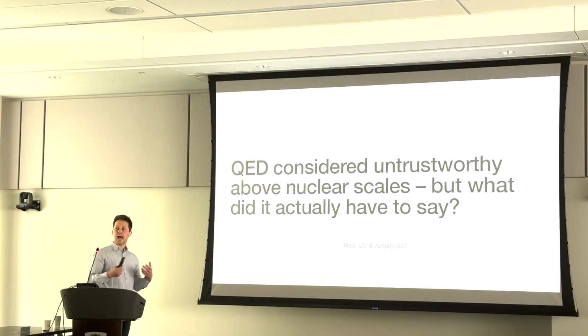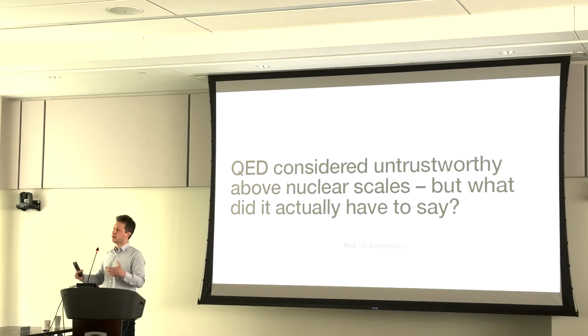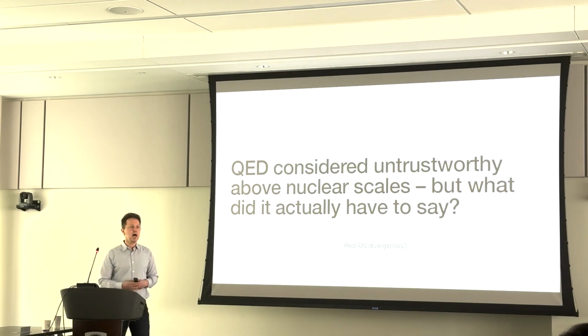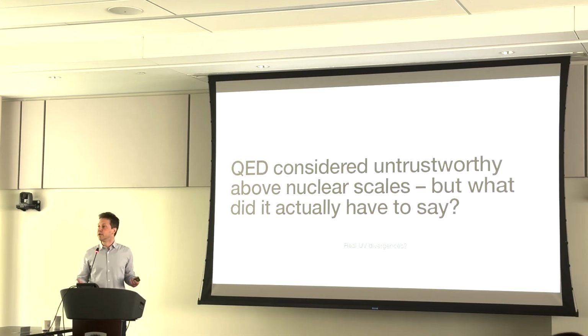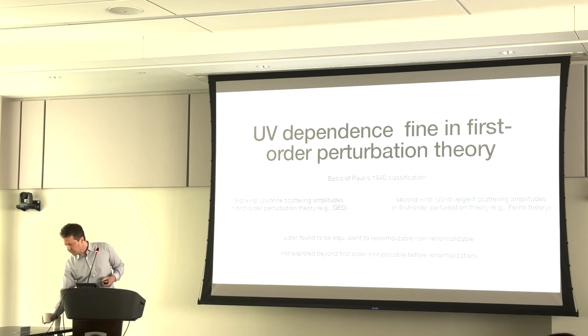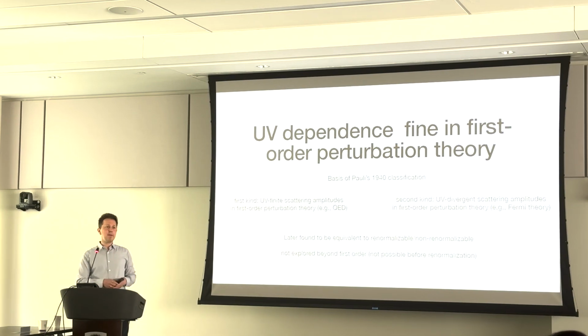But what did the theory actually have to say, right? Because you could, of course, do in principle calculations in QED and see what the theory all by itself had to say about high energy scales. So what about the real UV divergences in QED? Okay. So this had been explored to some extent in the 1940s. And the UV behavior of QED at first order in perturbation theory is perfectly fine.